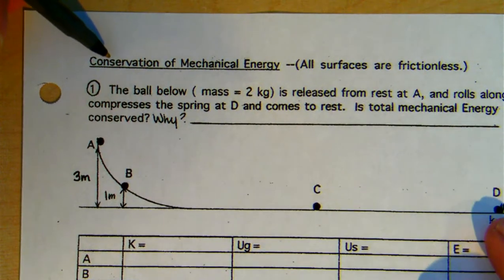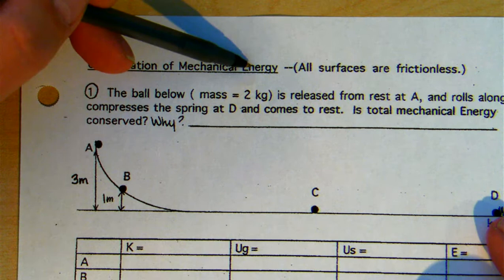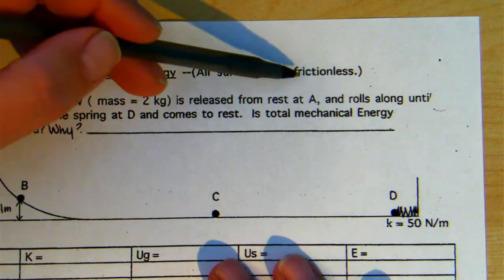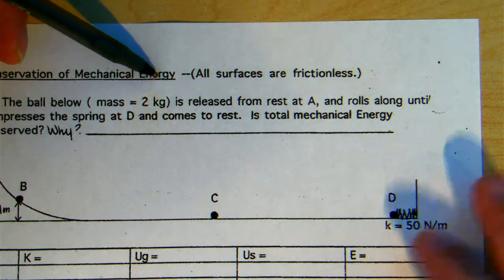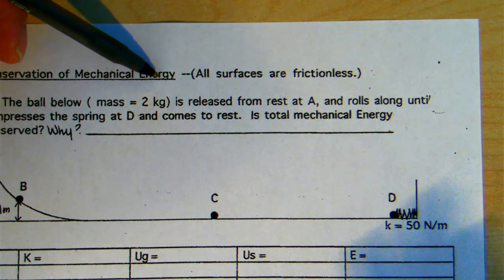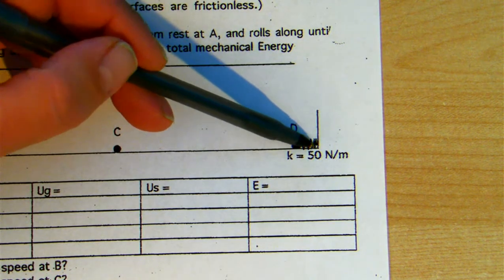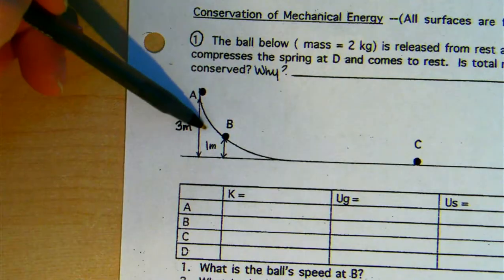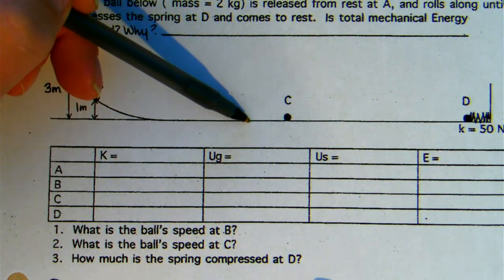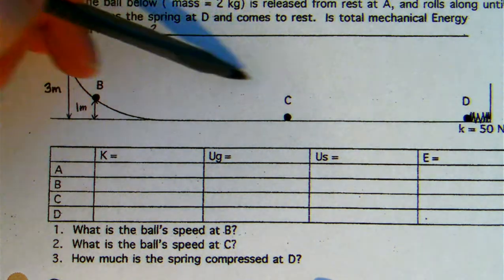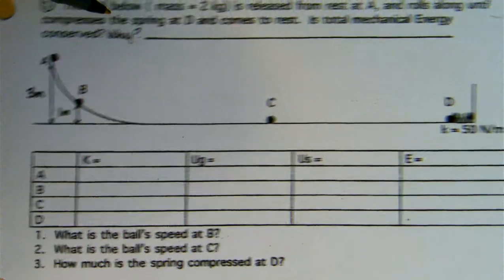I have a handout called Conservation of Mechanical Energy. Mechanical energy means all the surfaces are frictionless. All the energy conversions are frictionless. We have an ideal spring here, no friction. We have a ramp here, no friction. We have a surface here, no friction, no air resistance. This is an ideal system.